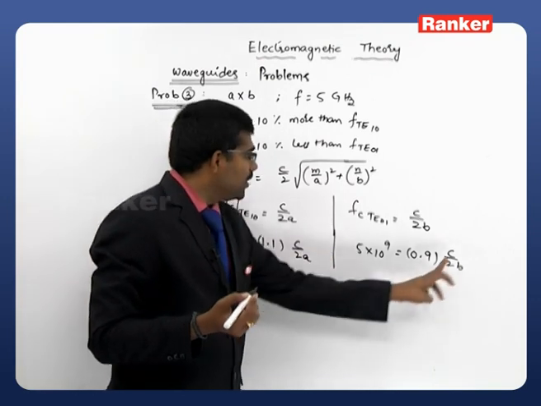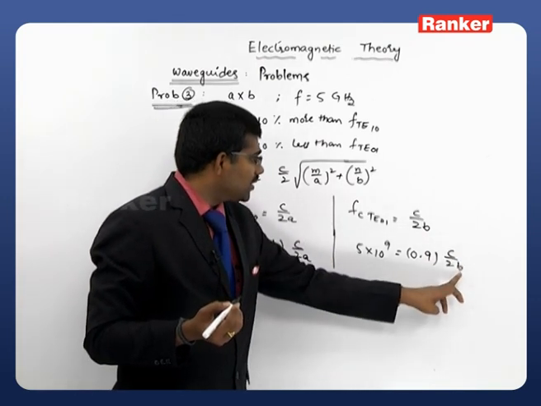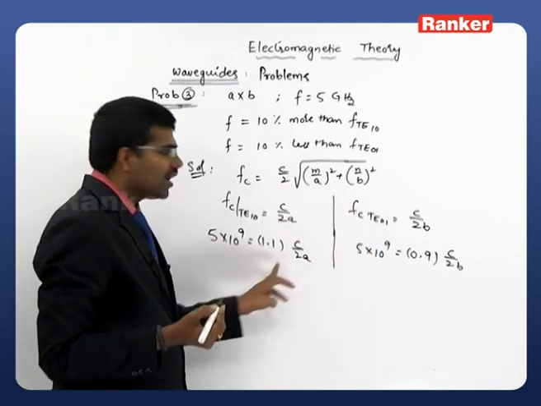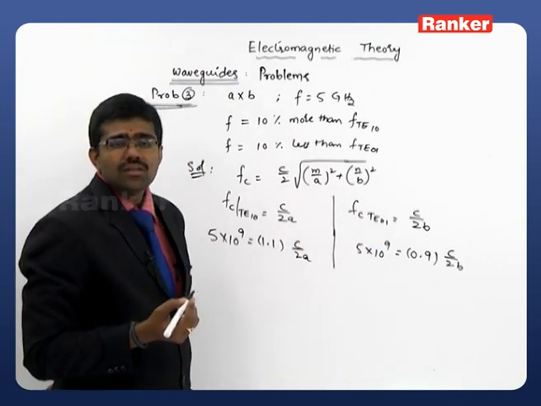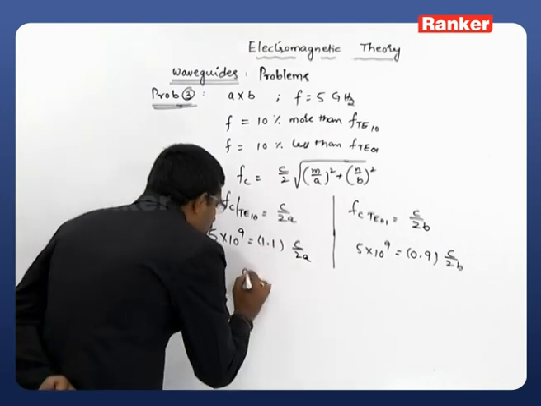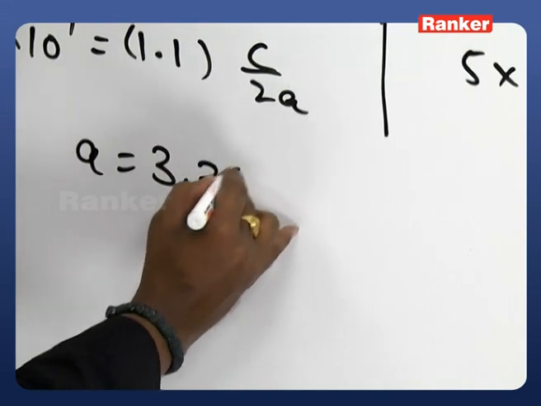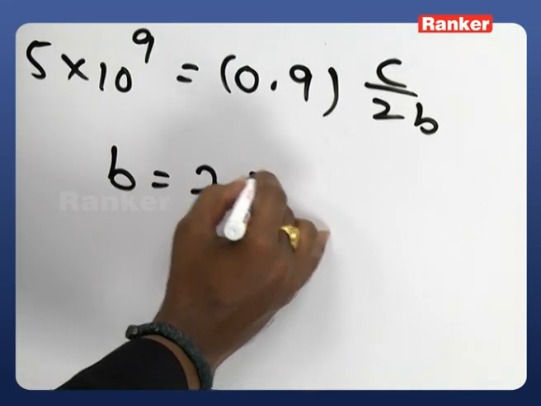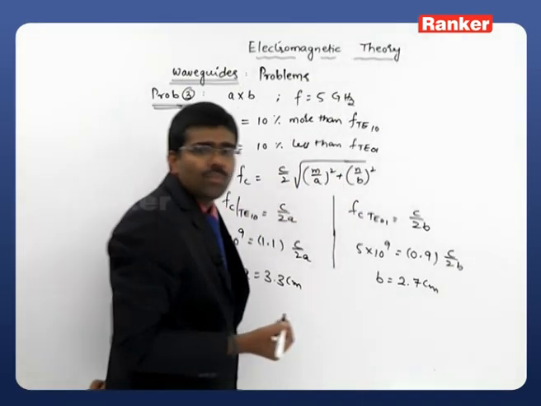Here also it is 3 into 10 power 10 centimeter per second, and bring this B to the left hand side, bring this A to the left hand side, and take a calculator and solve this one. Then you will have solutions for this A and B. From this one, A is equals to simply 3.3 centimeter and B is equals to approximately 2.7 centimeter.